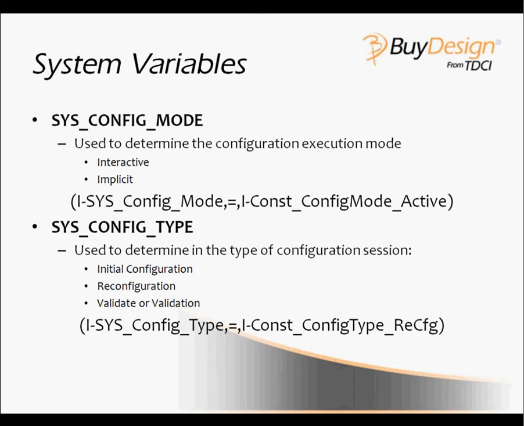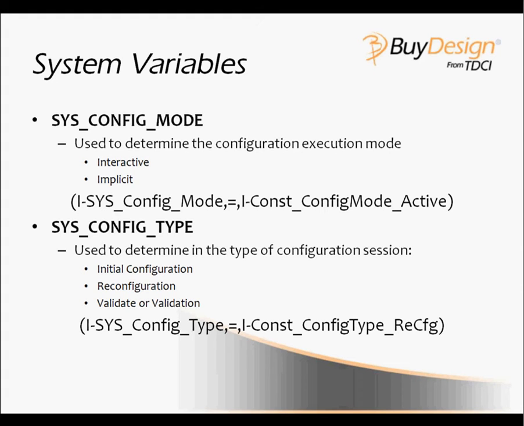The next one on the list is my system config type. Okay, we have three different config types. We have initial configuration, or sometimes called first configuration. The second one is reconfiguration. And then the last one is validate or validation mode. Okay, the initial configuration is when I select a part and select configure and I answer the questions for the first time. A reconfiguration, I would use that or be in that mode when I go back into an existing line and may need to make changes.